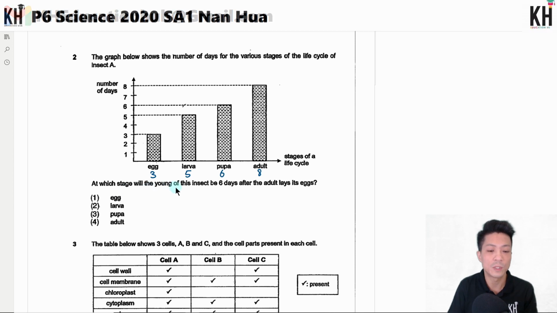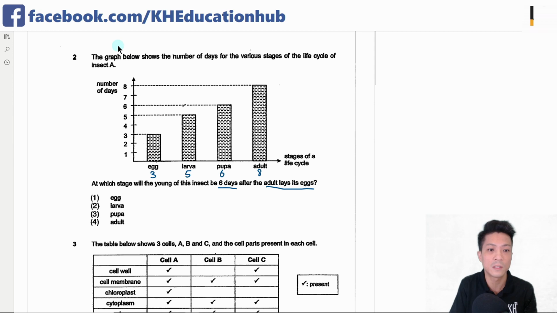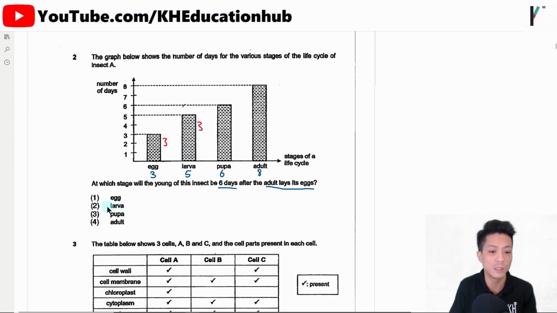Okay, at which stage will the young of this insect be 6 days after the adult lays its eggs? Okay, so 6 days after will be probably 3 days in the egg stage and another 3 days in the larva stage. So the answer should be the larva stage. Okay, number 2.